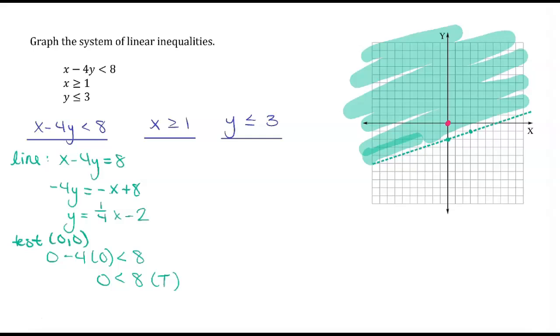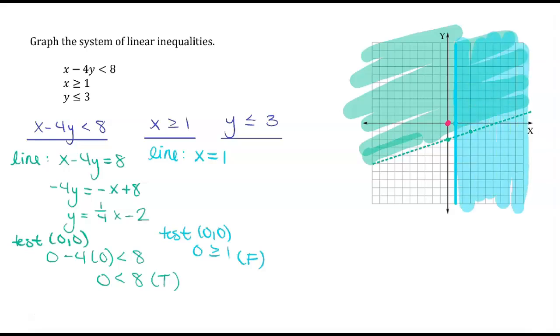Now let's look at our second inequality. We have x is greater than or equal to 1. The line that's associated with this inequality is the line x equals 1. That's a vertical line with an x-intercept of 1. And since we have a greater than or equal to symbol, we want a solid line. If we again test the point (0, 0), we have 0 is greater than or equal to 1. This is not a true statement, so we want to shade the other side of the line.